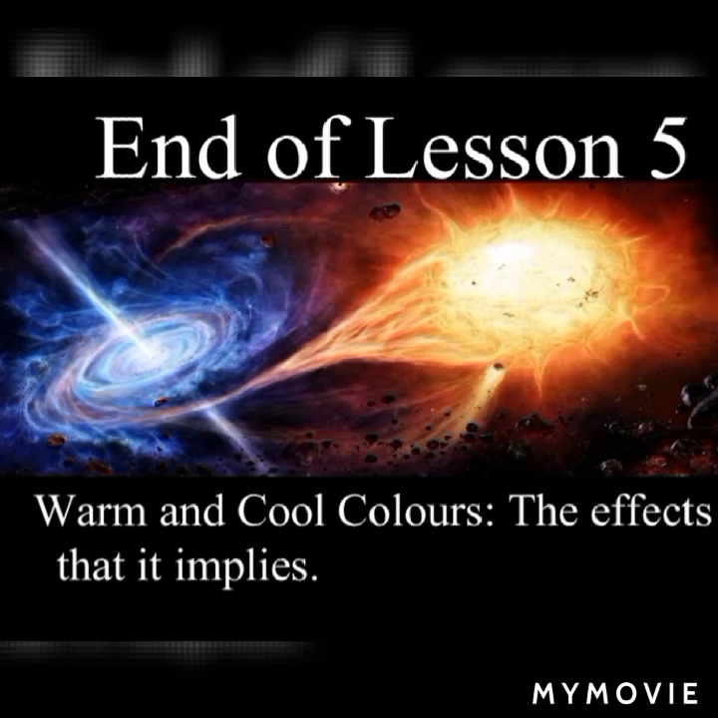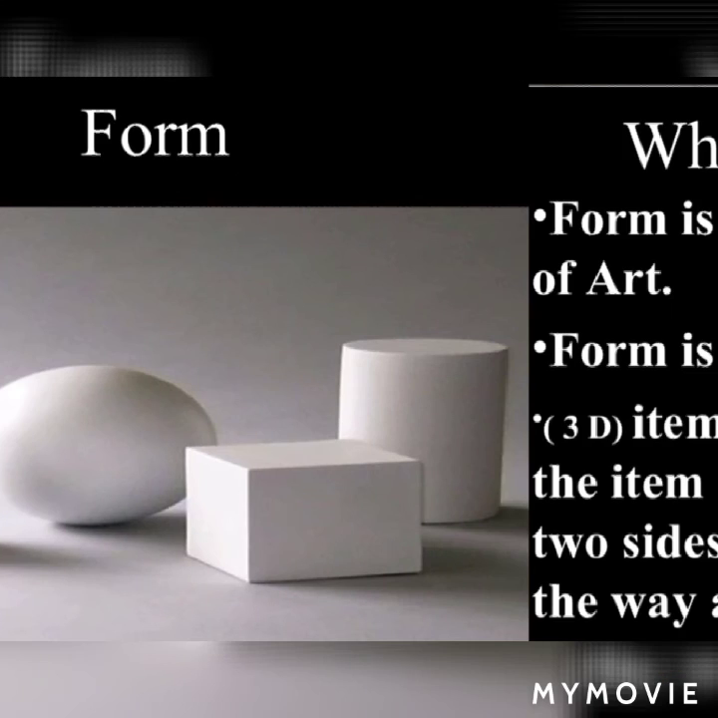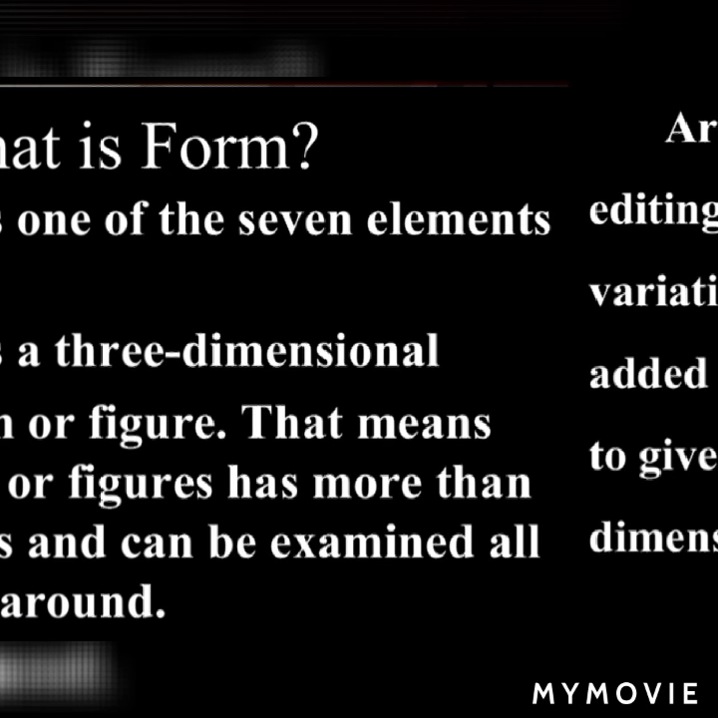So now as we have completed the chapter of colors, in the end we have studied warm and cool colors, the effects that they imply. So now we move towards the next element of design, which is form. What is a form? Form is one of the 7 elements of art. Form is a 3-dimensional item or figure. That means the item or figure has more than 2 sides and it can be examined all the way around.